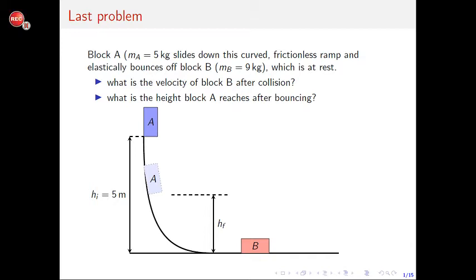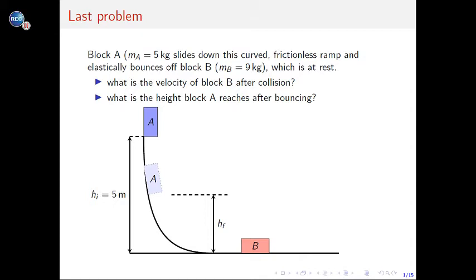We're going to talk about an elastic collision. Right. So remember that with elastic collisions, the momentum is conserved and the kinetic energy is conserved. There's no loss. There's no work done to change the system in some way. The objects just bounce, and that's it.